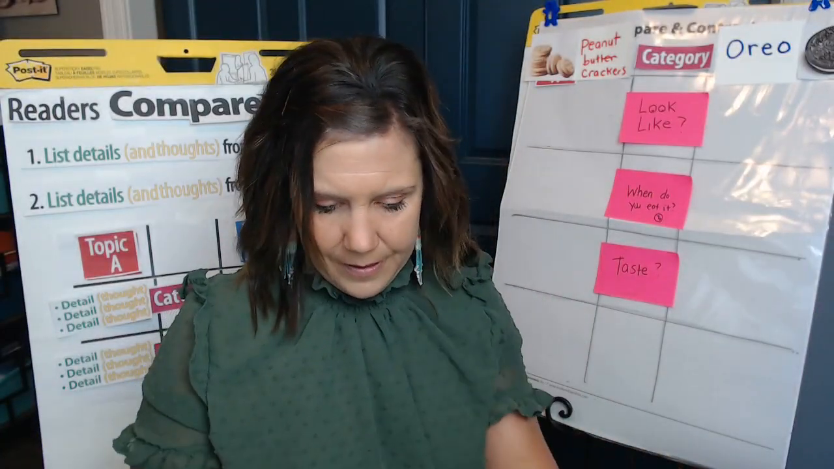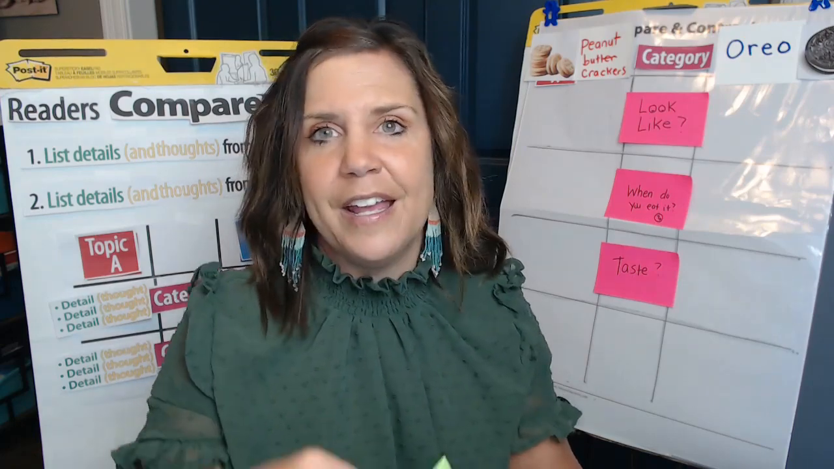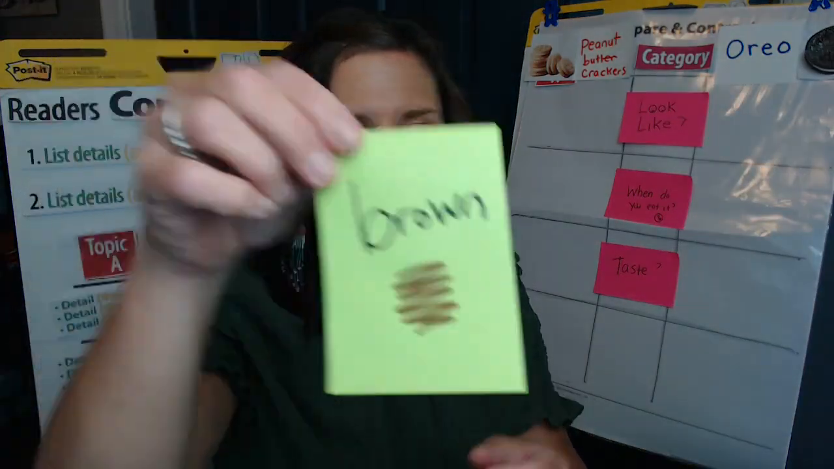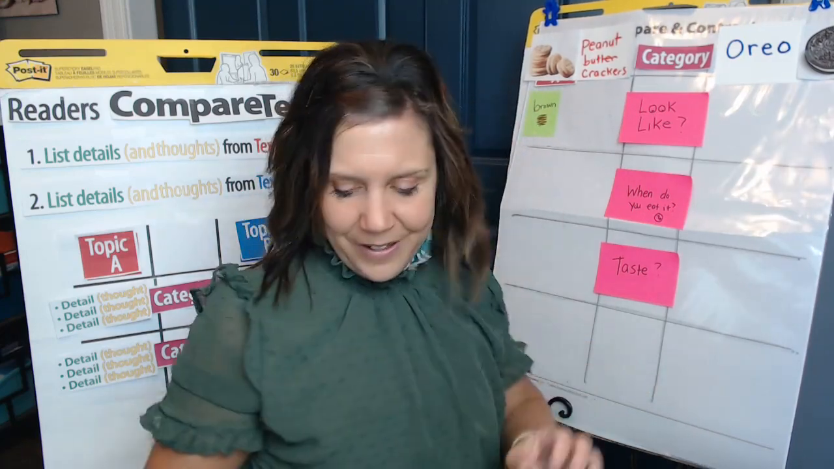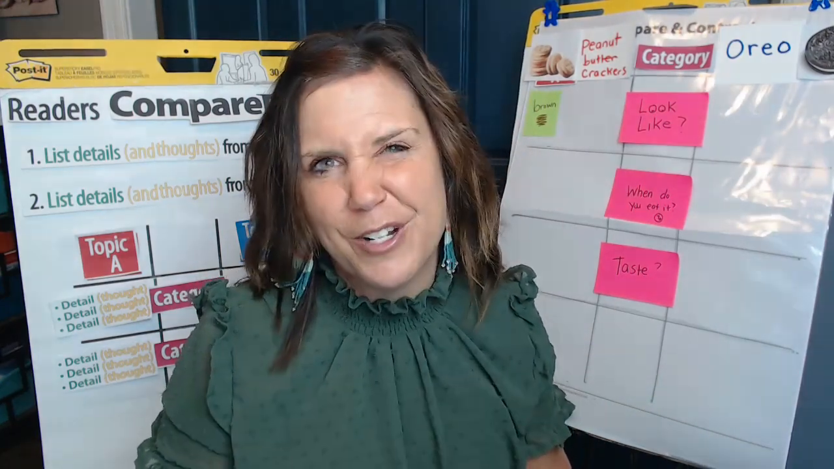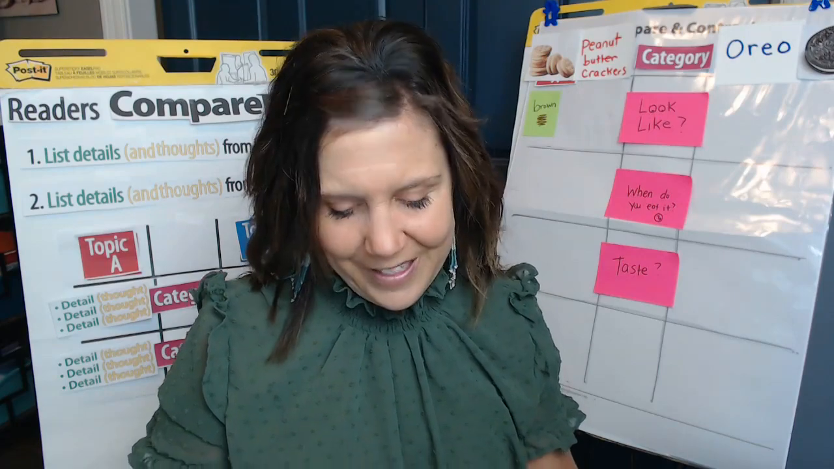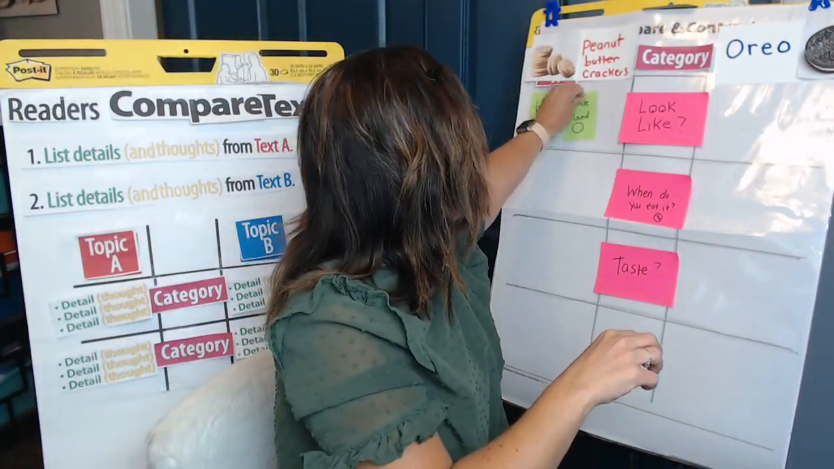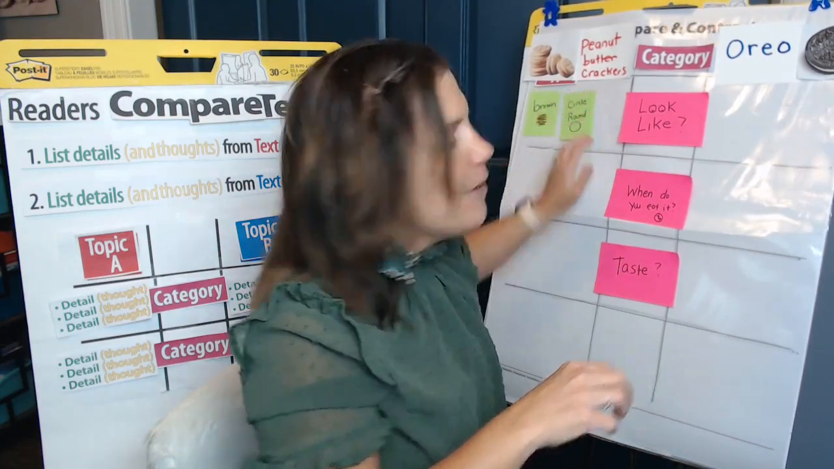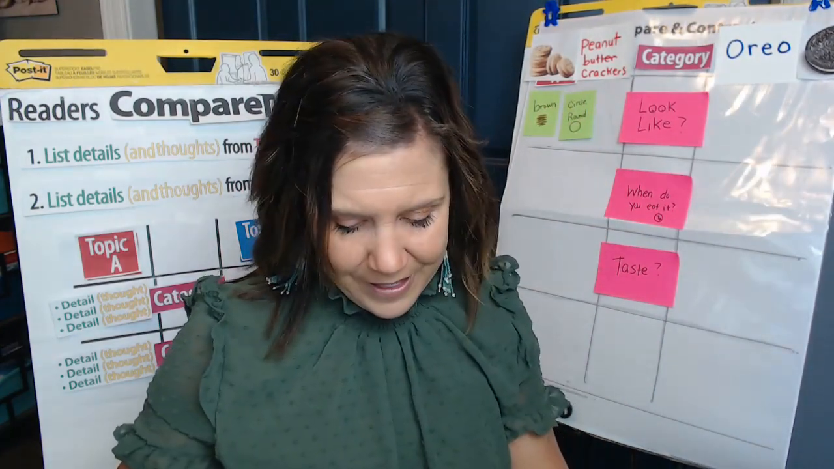Okay. Did you say it's brown? Great job. I have brown. What else did you say about peanut butter crackers? What shape? Did you say it's circle or round? Great job. And then what do you think it looks like from the side?